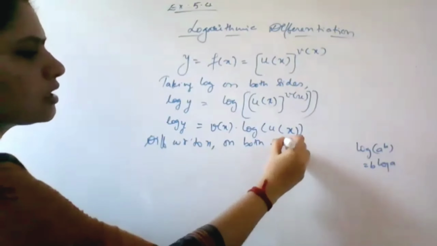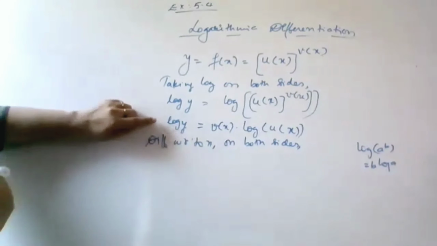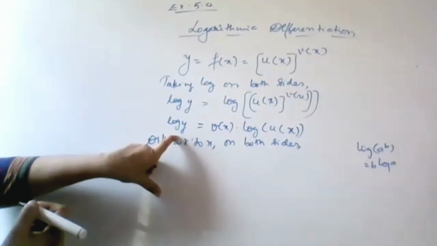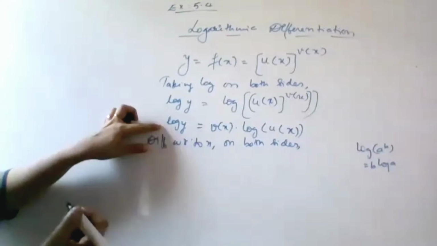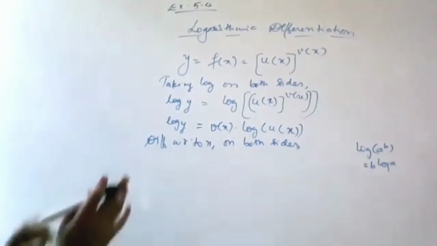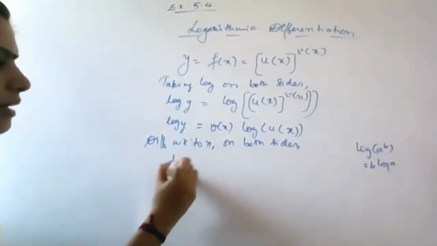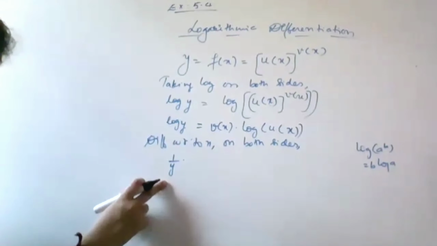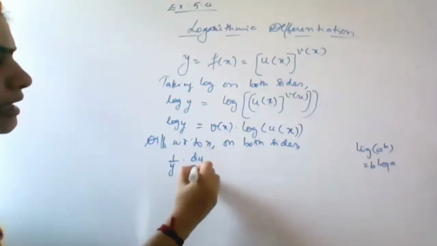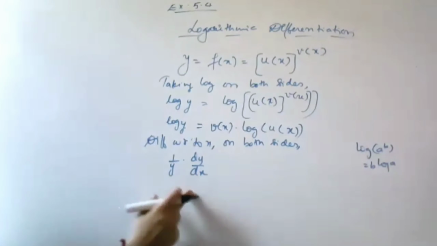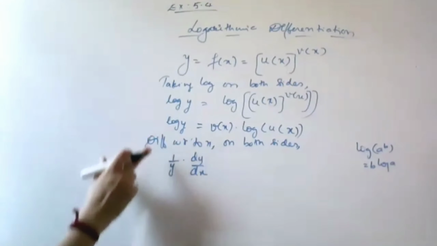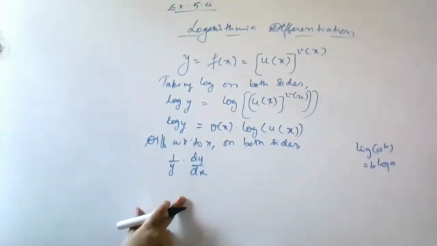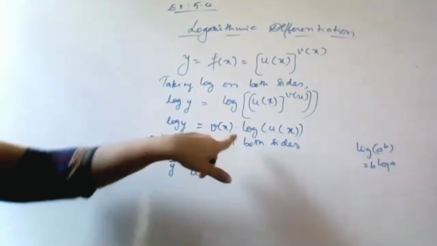On both sides you are differentiating with respect to x. So what will happen to this term? Since it is y and not x, the derivative of log x is 1 by x, so the derivative of log y will be 1 by y. But since it is with respect to x, you have to get your dy by dx also together with this term. So the derivative of log y will be 1 by y into dy by dx, equal to what will be the right hand side?